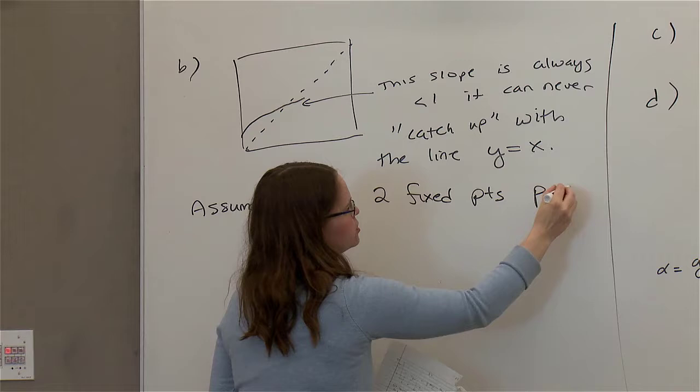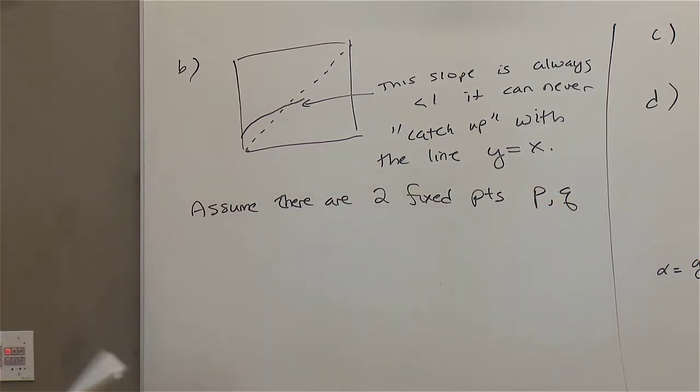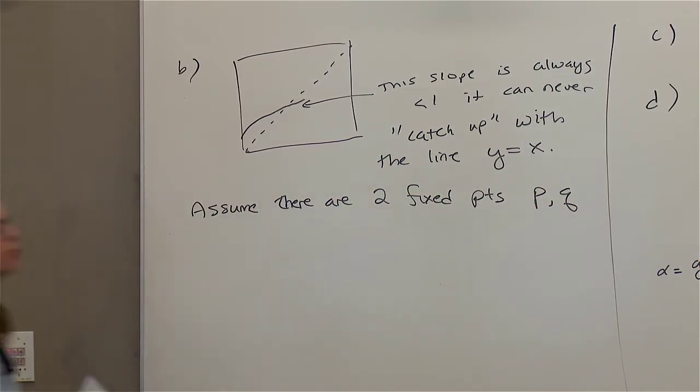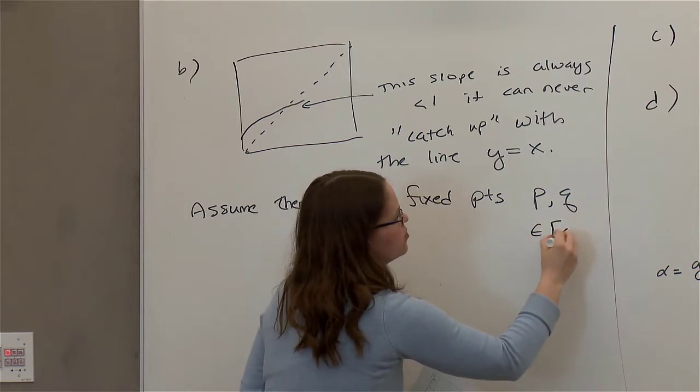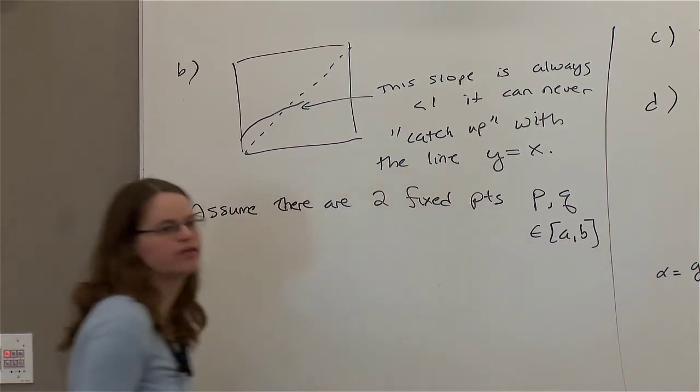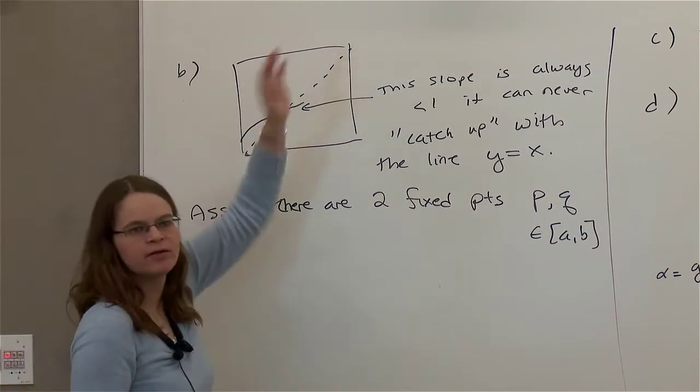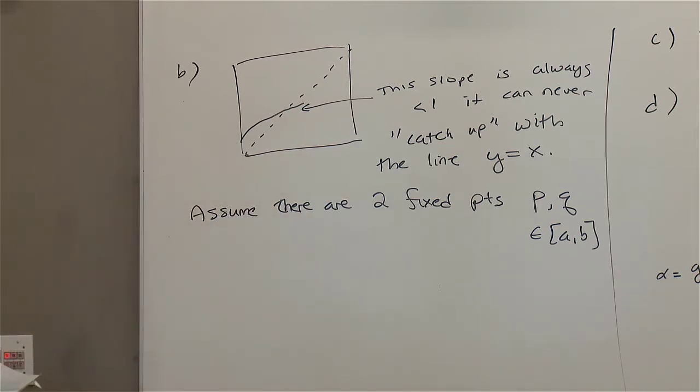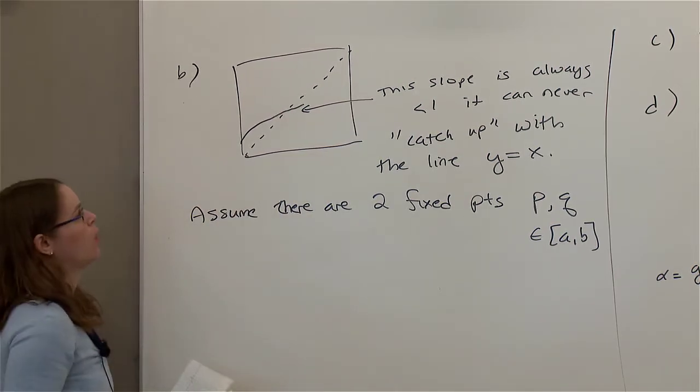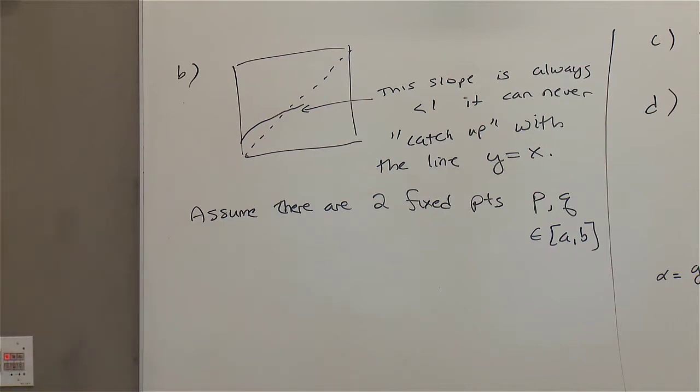Okay, we'll call them P and Q. And P and Q, let's specify, they both live in this same box, right? Because we haven't said anything about what might happen outside of this box. Now what do we need to do? We need to bring in derivative information somehow.